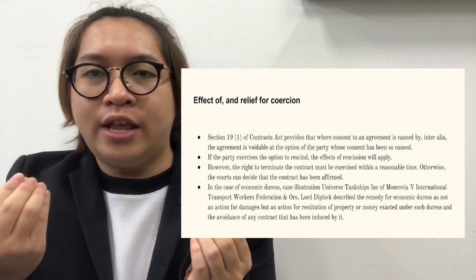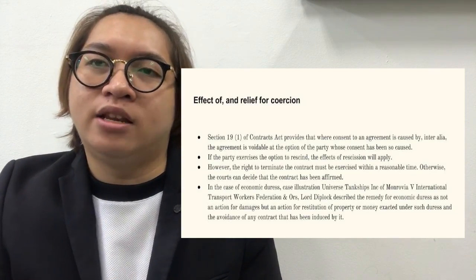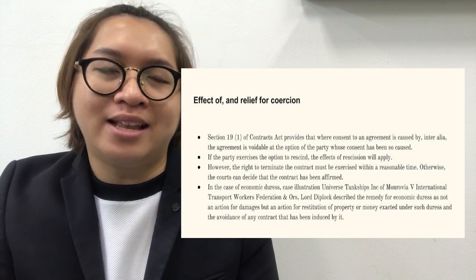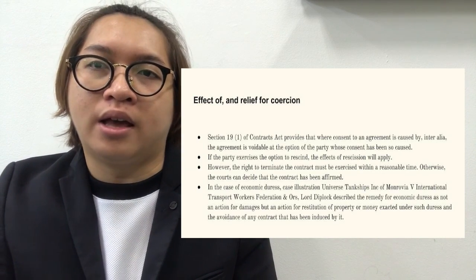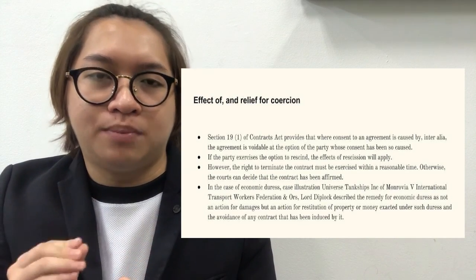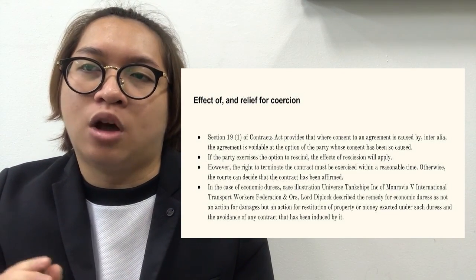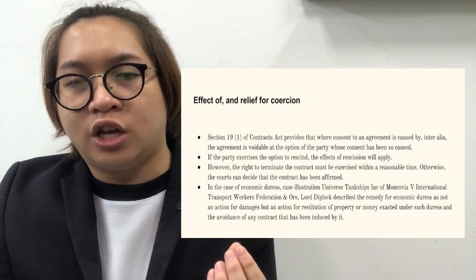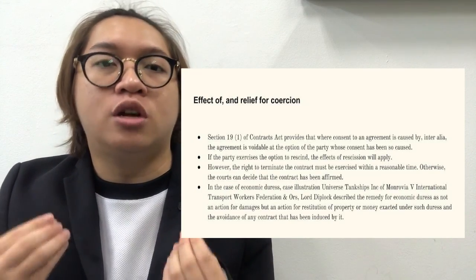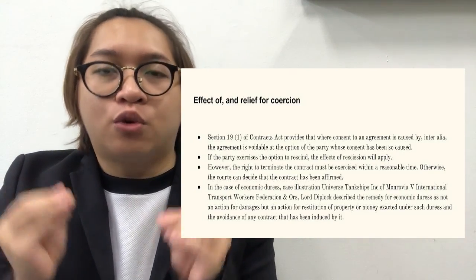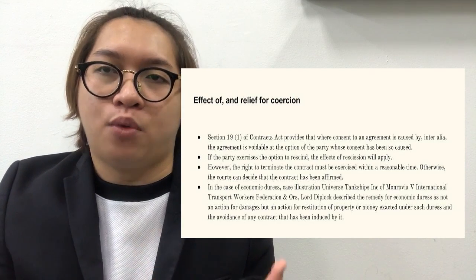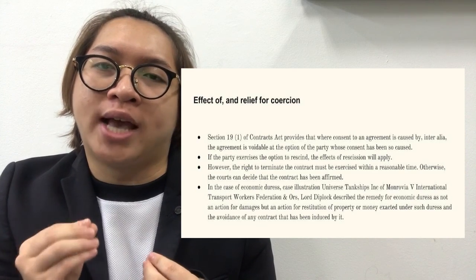Effect of and relief for coercion. Section 19, subsection 1 of the Contracts Act provides that where consent to an agreement is caused by coercion, the agreement is voidable at the option of the party whose consent has been so caused. If the party exercises the option to rescind, the effects of rescission will apply and put the contracting parties back to their original position. However, the right to terminate the contract must be exercised within a reasonable time. Otherwise, the courts can decide that the contract has been affirmed.